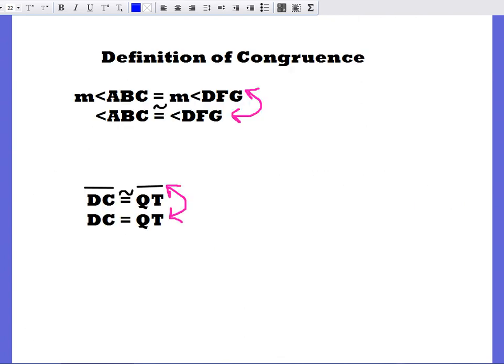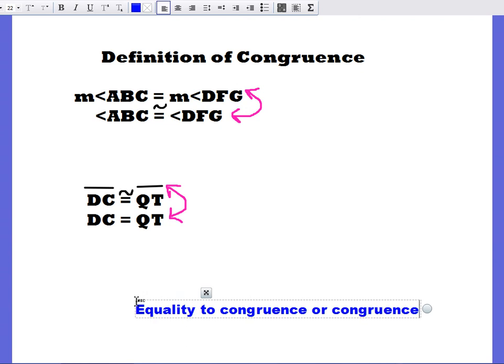Okay. Write this down for sure. Definitely important. Definition of congruence. This is something that we're going to use. This will be one of our justifications. So this might be a reasoning that we'll use later on. Anytime you go from equality to congruence, or vice versa, congruence to equality, this will be your reasoning.